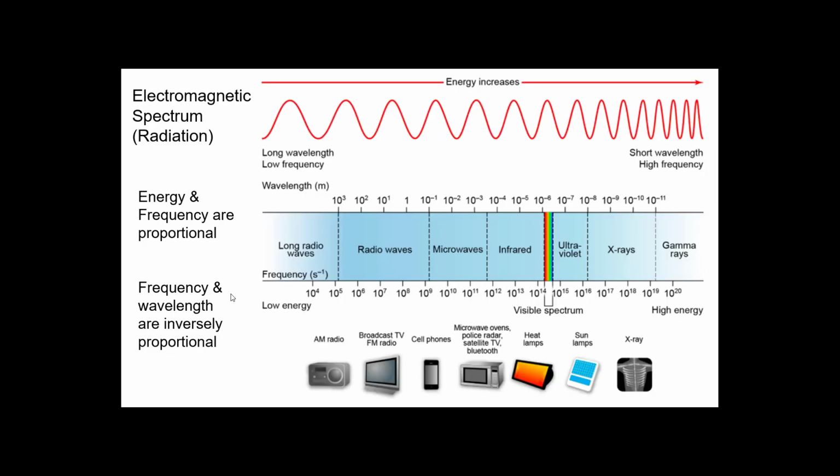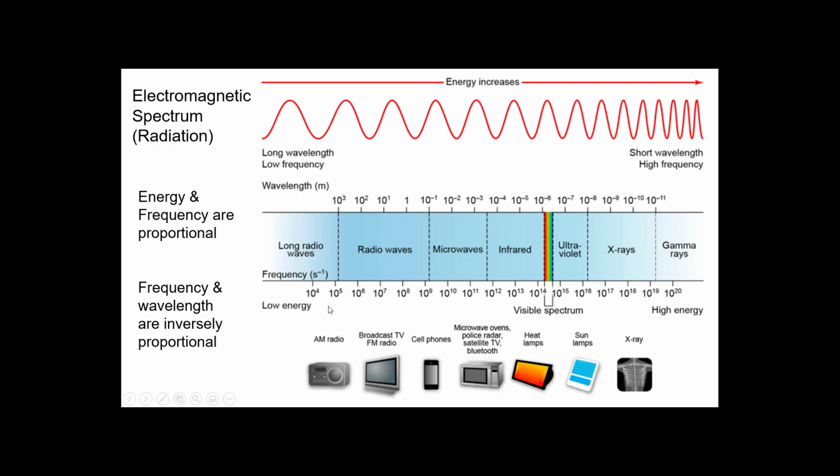Electromagnetic radiation, a spectrum, radiation. Here are some key things I want to point out. I told you that frequency and wavelength are inversely proportional. So when you have a long wavelength, you have a low frequency. When you have a short wavelength, you have a high frequency.